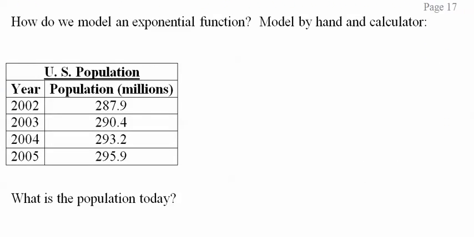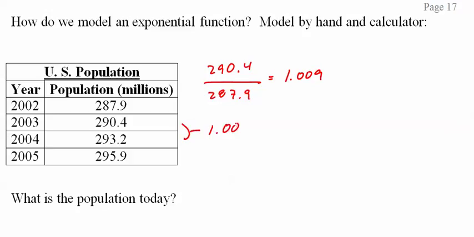So how do we model an exponential function? Lots of ways to do this. I'm going to check 290.4 over 287.9 and see what I get. I get 1.009. And I'm going to try a couple other ones. Here I get 1.010, and the last one I get 1.009.